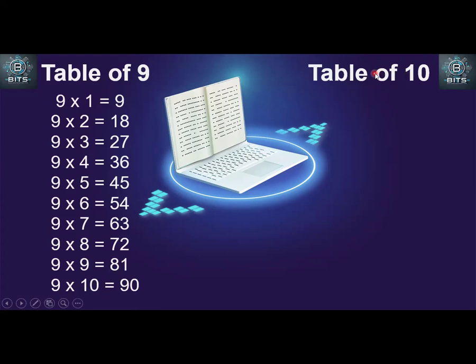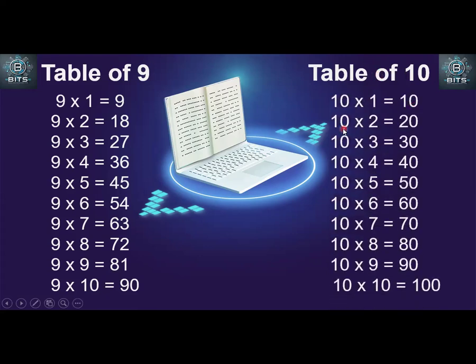Table of 10. 10 ones are 10. 10 twos are 20. 10 threes are 30. 10 fours are 40. 10 fives are 50. 10 sixes are 60. 10 sevens are 70. 10 eights are 80. 10 nines are 90. 10 tens are 100.